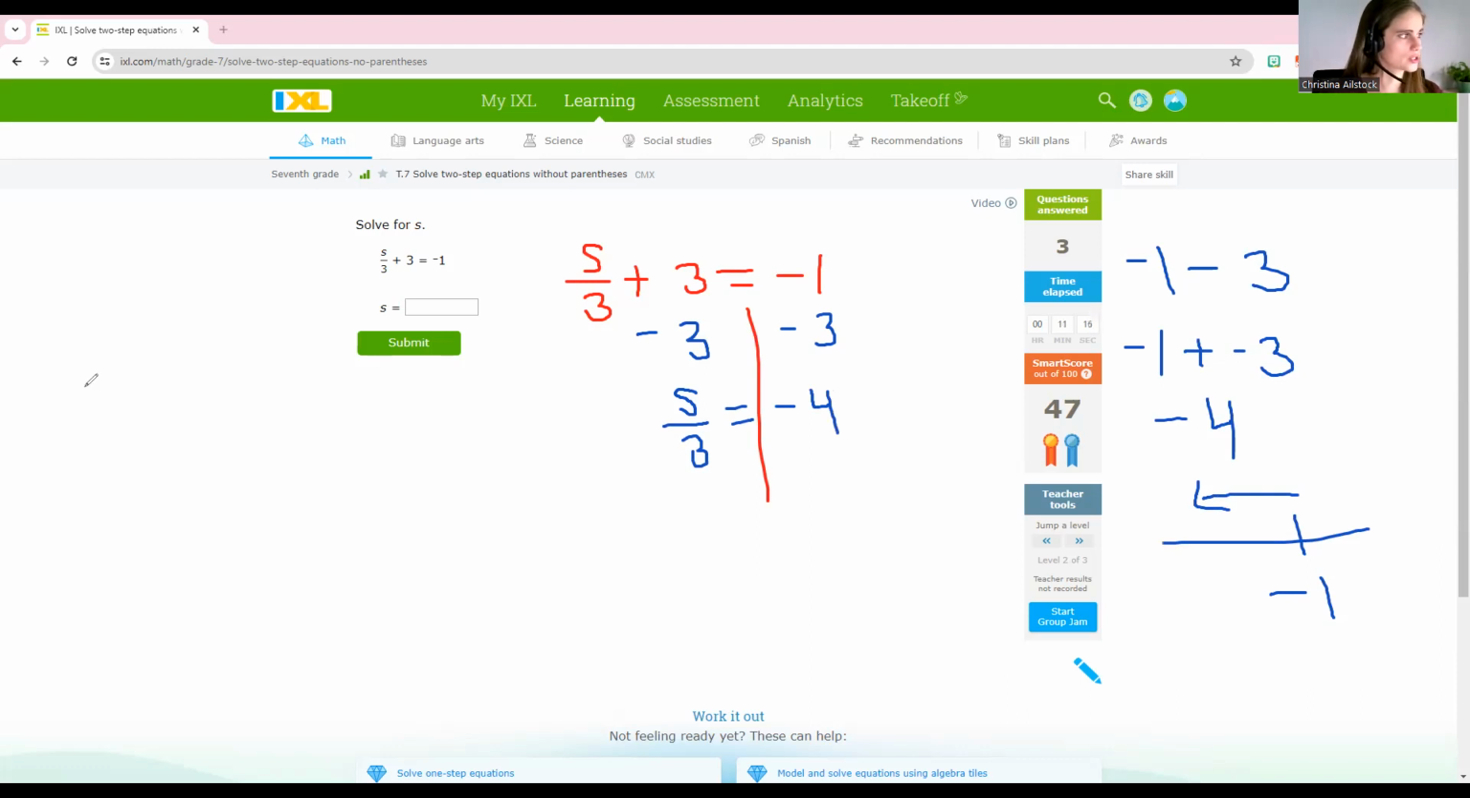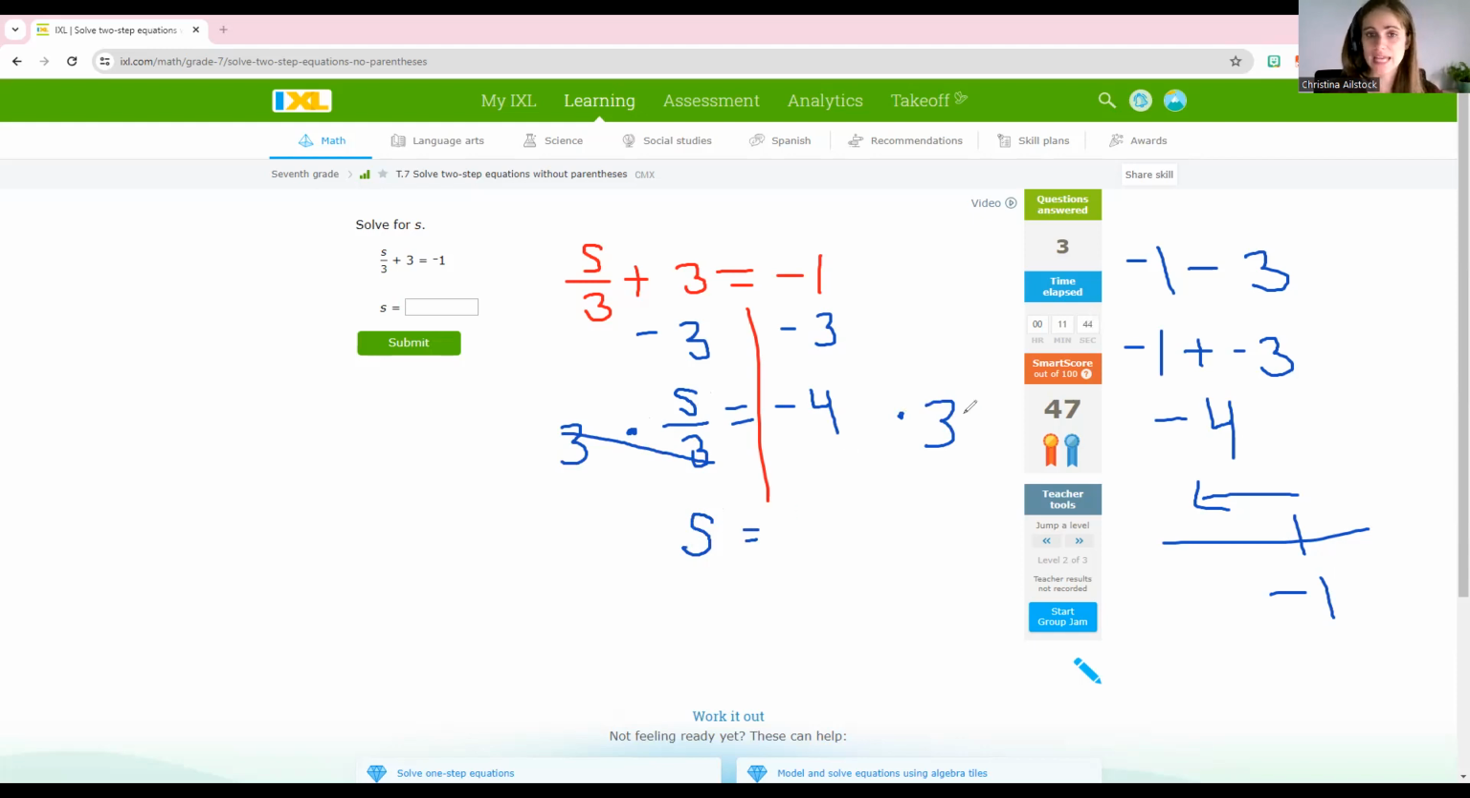All right, now if we come back to our original problem here, we are left with s divided by 3 equals -4. Well, the inverse of that division there would be multiplication. So we'll multiply both sides by 3. And then that ends up simplifying and reducing to be 1, giving us s equals -4 times 3.